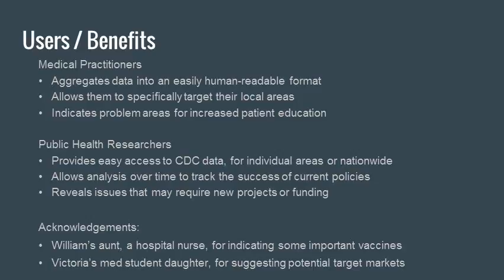Public health researchers will also benefit from having this data in an easily searchable format. They can compare individual areas or observe nationwide trends. ImmuData allows them to track changes over time in order to observe the effects of current immunization practices. It will also help to detect problem areas that may require intervention in the future.